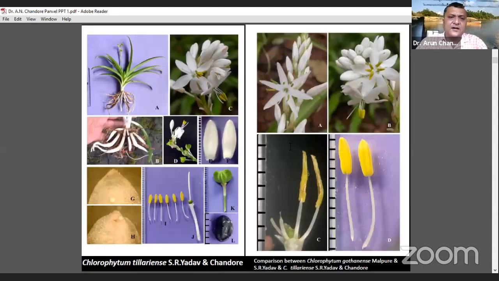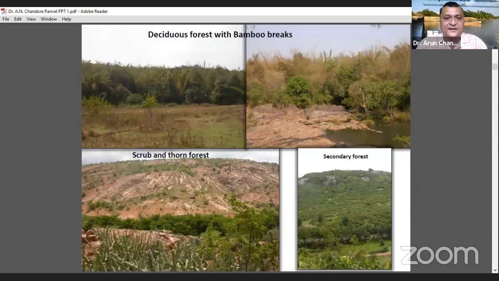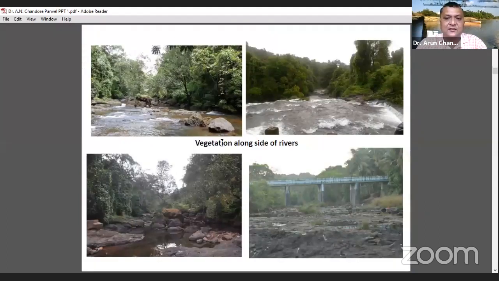Here are the evergreen and semi-evergreen forest patches in the Konkan and Western Ghat region. Here, deciduous forest with bamboo, secondary scrub and thorn forest, then secondary forest. Then you see moist deciduous forest, dry deciduous forest. Here, vegetation along the river side. I'm showing this slide because this area is very important for biodiversity, and we'll get some interesting and new species from such areas.